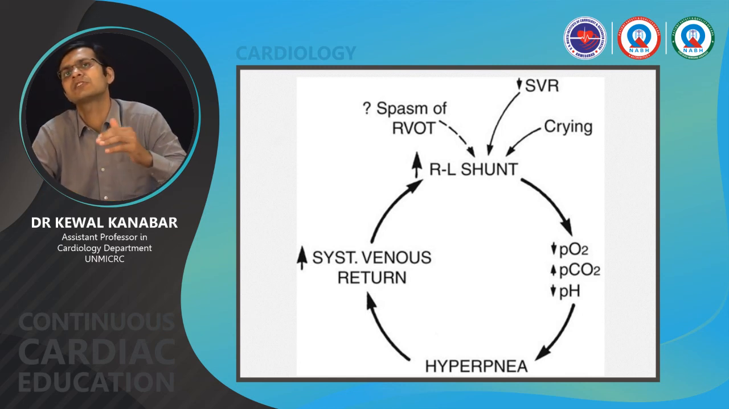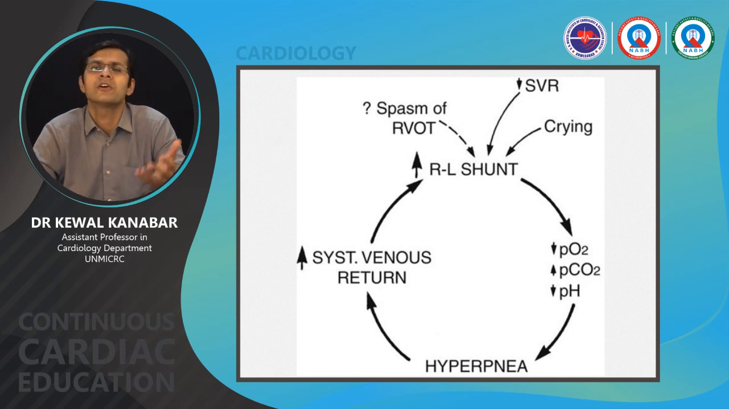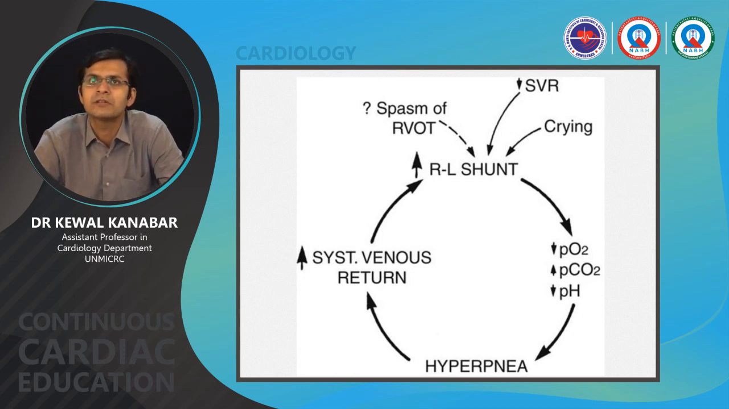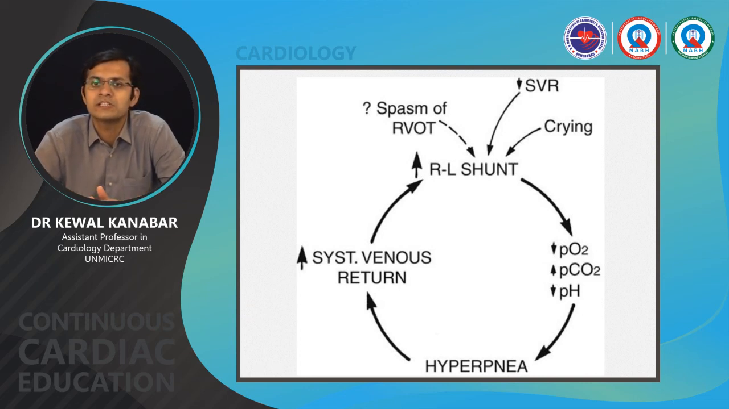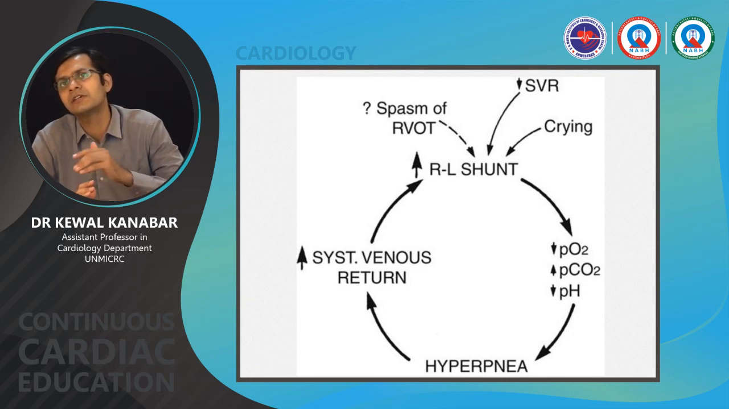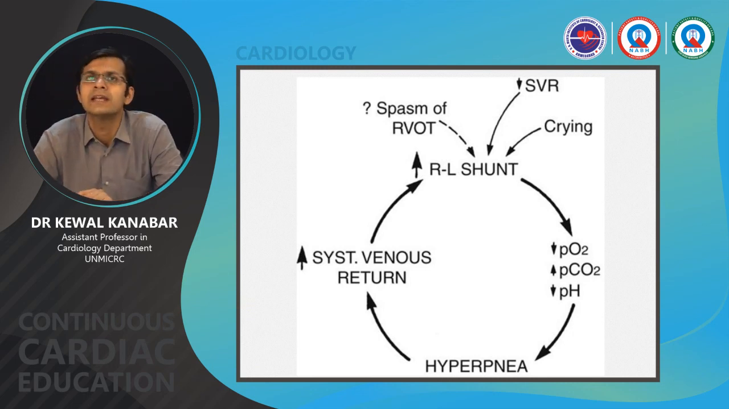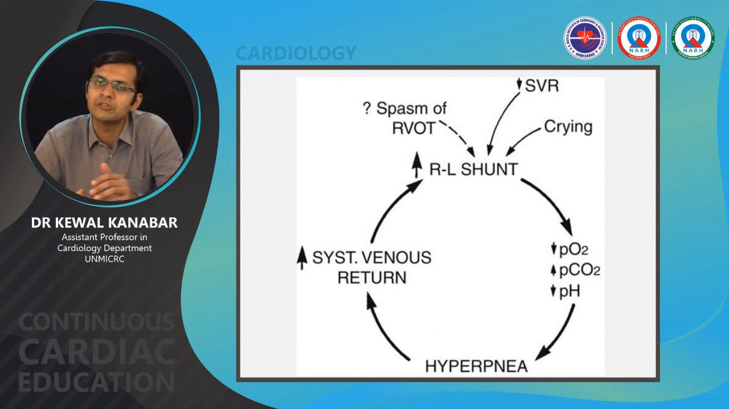Maybe it is because of spasm of the RVOT, maybe because of crying, maybe because of hyperventilation, or because of decreased systemic vascular resistance. All of these conditions are going to result in increase in the right to left shunt. If your SVR goes down, or if you are hyperventilating, your right to left shunt is going to increase. Once your right to left shunt increases, deoxygenated blood from the right ventricle will enter into the left ventricle, aorta, systemic circulation, and that is why these patients are going to have acidosis, increased CO2, decreased bicarbonate, decreased pH.